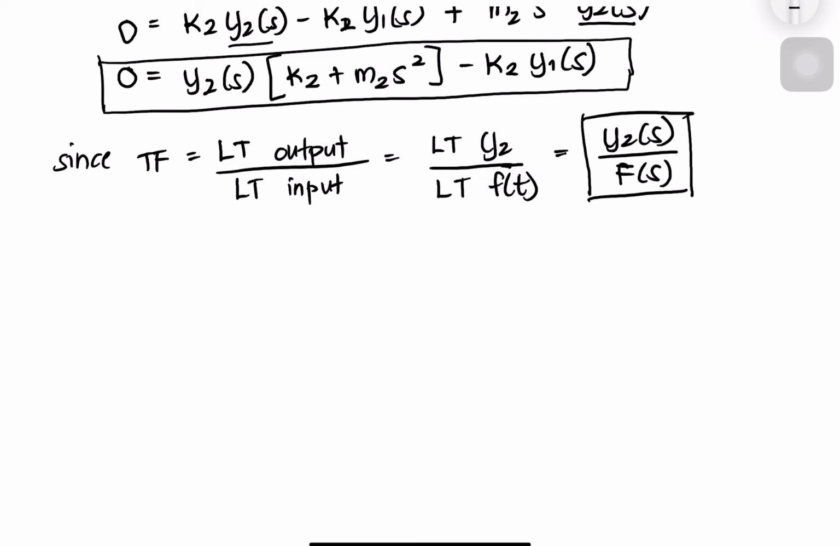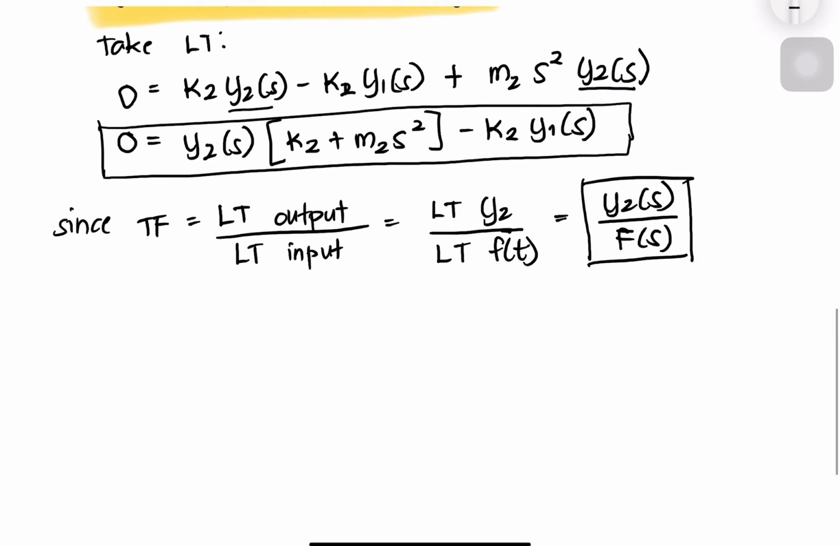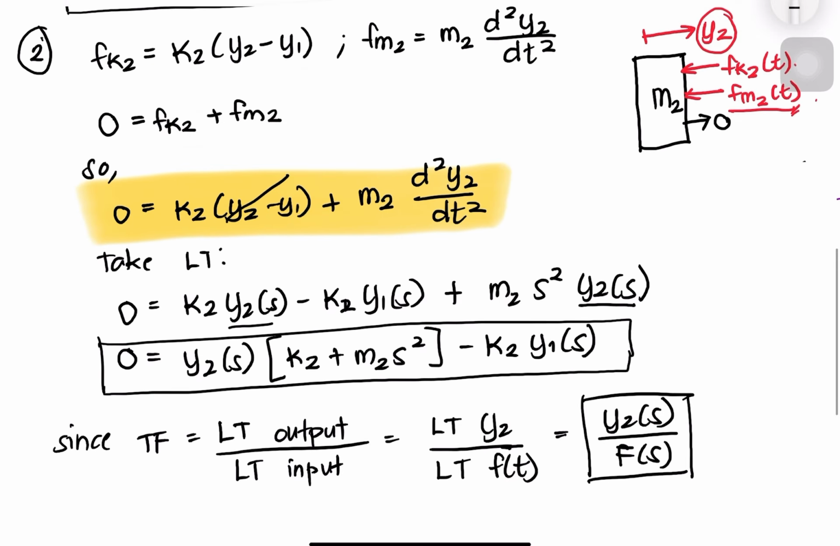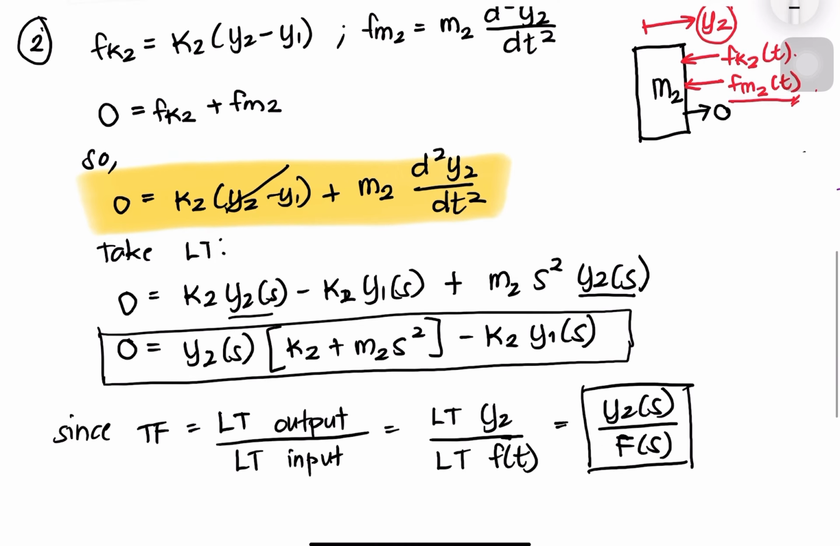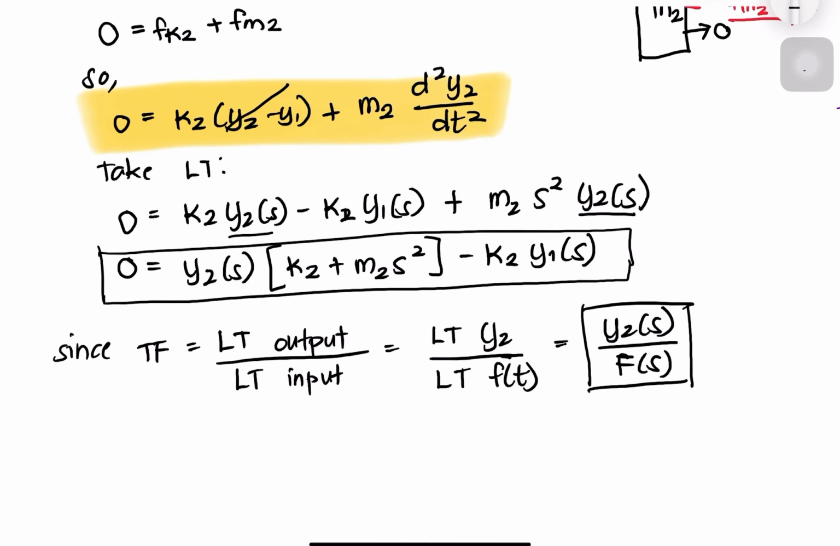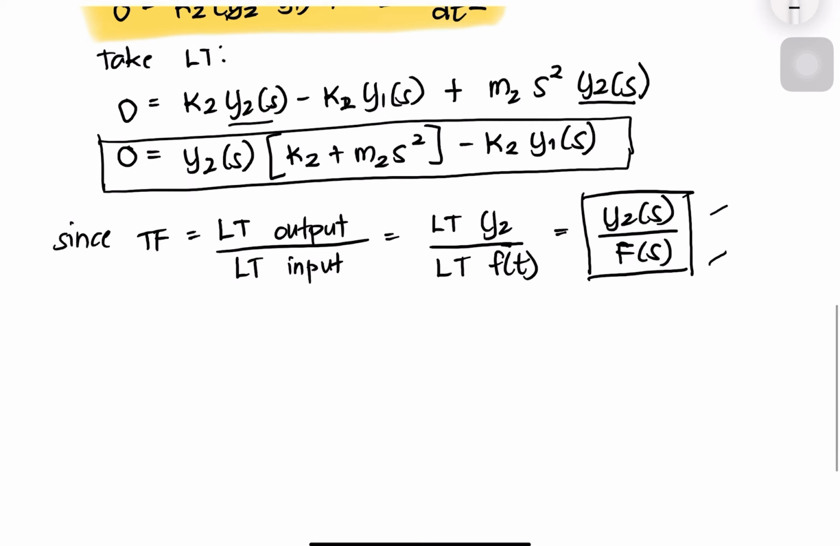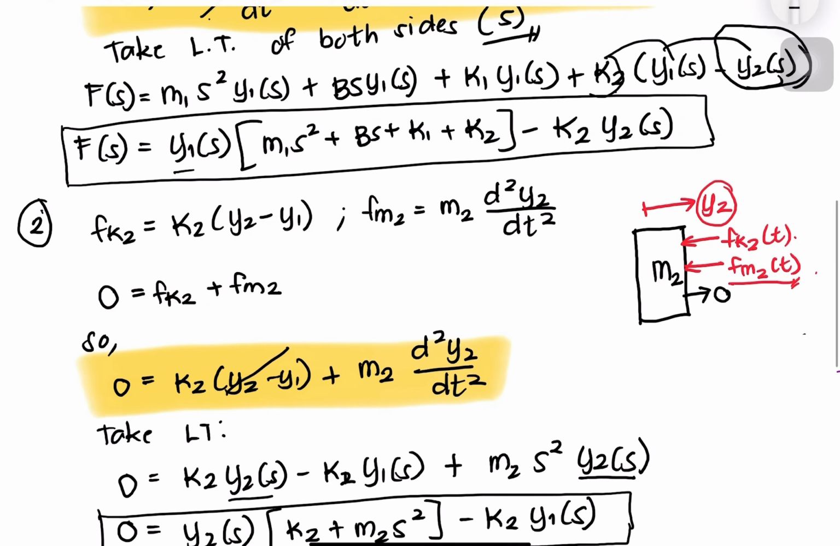So, we have two equations, right? We can use both equations to eliminate Y1 of S dun sa ating equation. So, we won't eliminate M, B, and K because M, B, and K are coefficients to the equation. So, those are actually the parameters of your system. So, we keep it as is. So, we solve it by keeping only what's required, which are yung Y2 of S and yung F of S. Okay? So, let's copy.